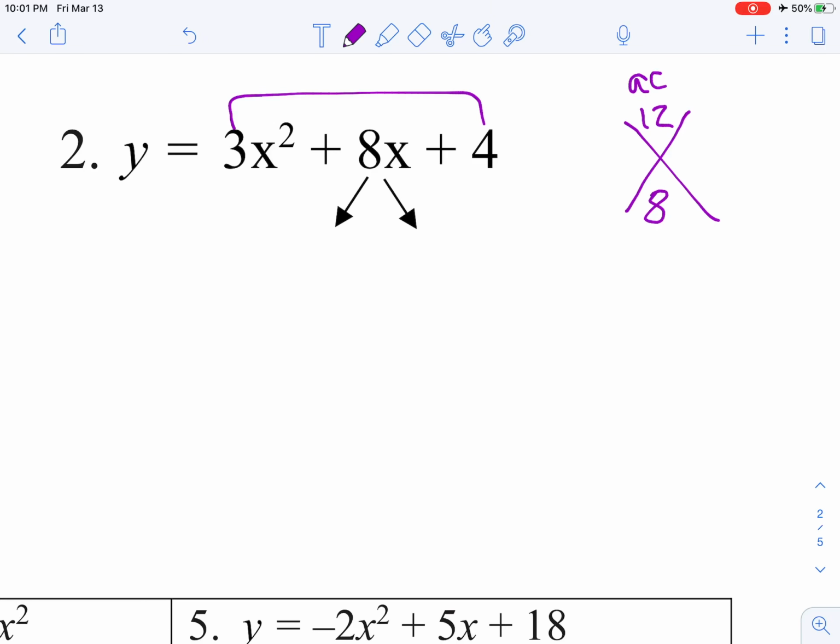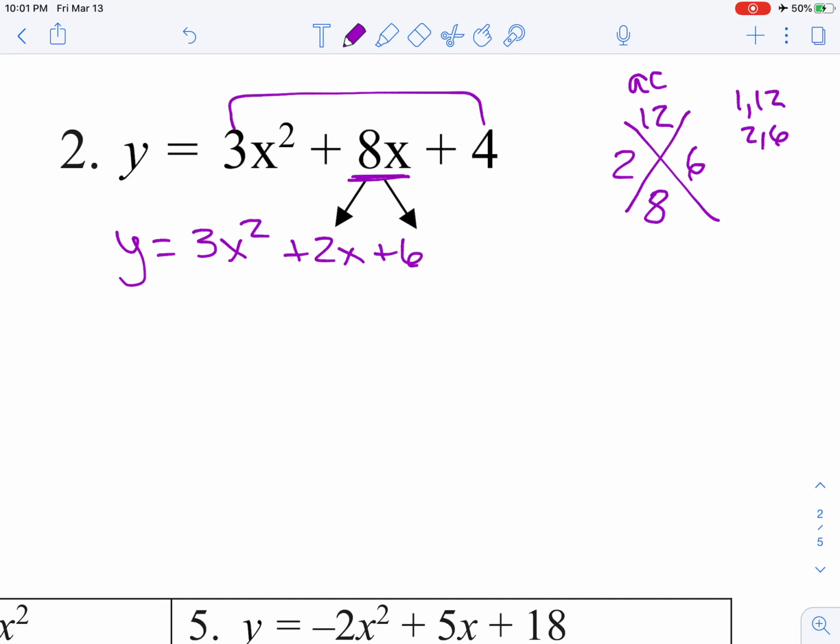What are the factors of 12 that add to 8? So 1 and 12, 2 and 6. Oh, hallelujah, it's right there. 2 and 6. So I'm going to replace this 8x with 2x and 6x. So y equals 3x squared, replacing the 8x with 2x plus 6x plus 4.